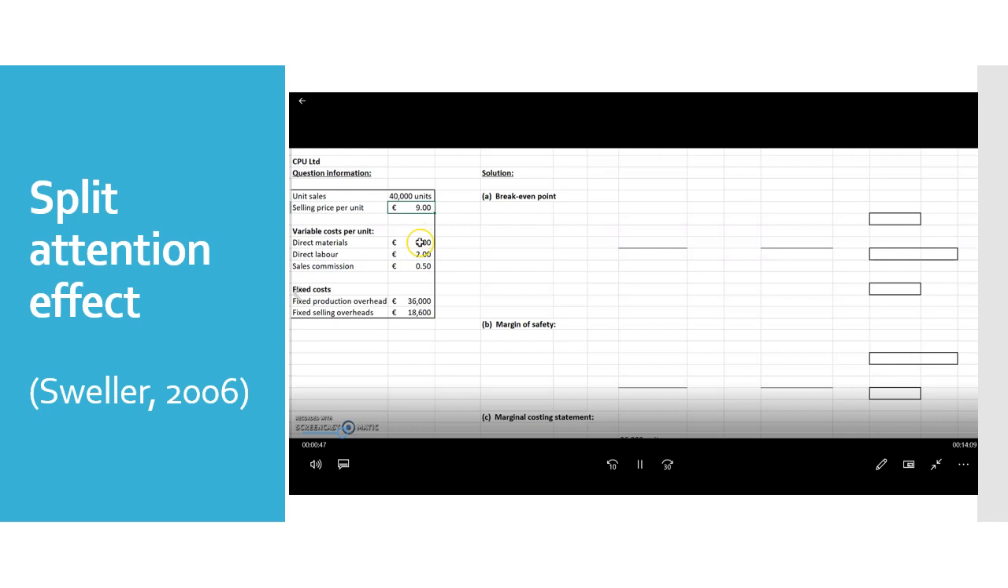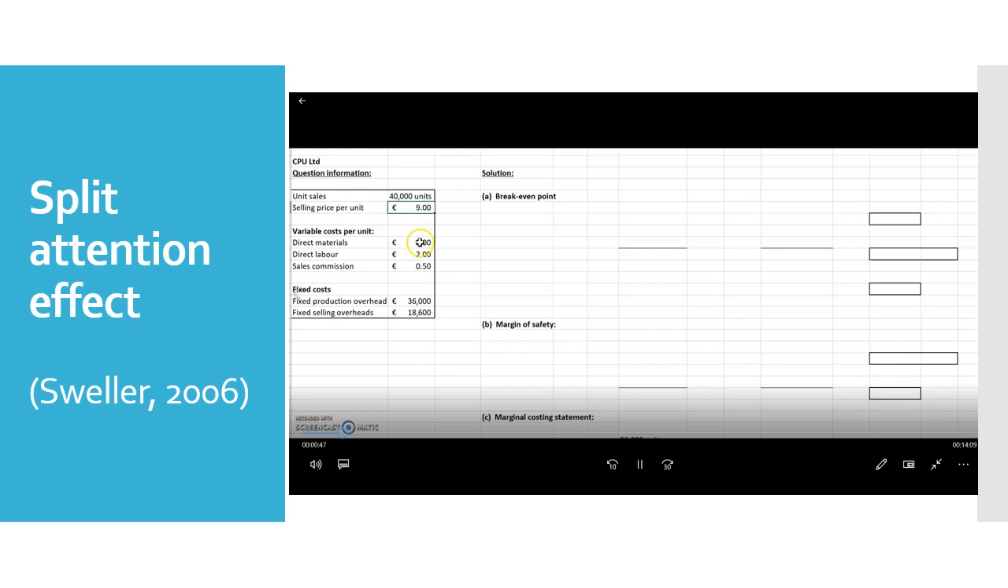One of the principles I referred to on the previous slide was the split attention effect, and that's also been explored by Sweller. It occurs when students have to refer to two sources of information simultaneously while learning something, and this increases the cognitive load on their working memory as they attempt to process the information.